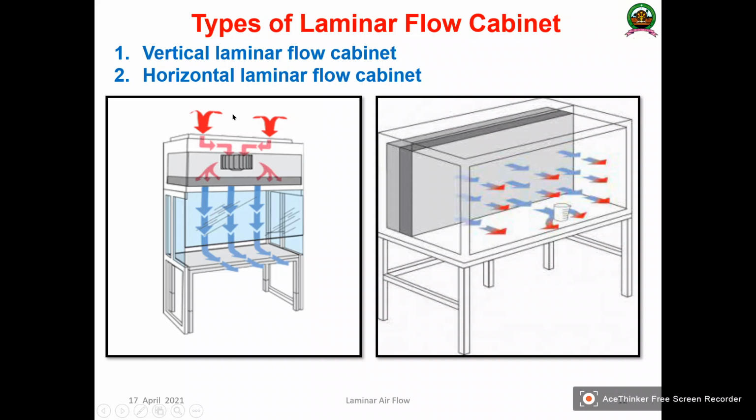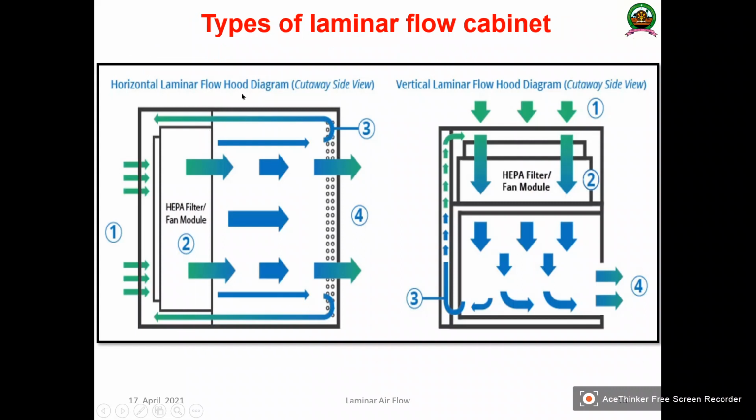As the name indicates, vertical, you can see the HEPA filter is on the top, and you can see the air is coming from top to bottom, and spreading like this. And in the horizontal, the HEPA filter is here and the air is coming towards the user. And this is the horizontal laminar airflow hood system, where this is the HEPA filter. Okay, this is the fan.